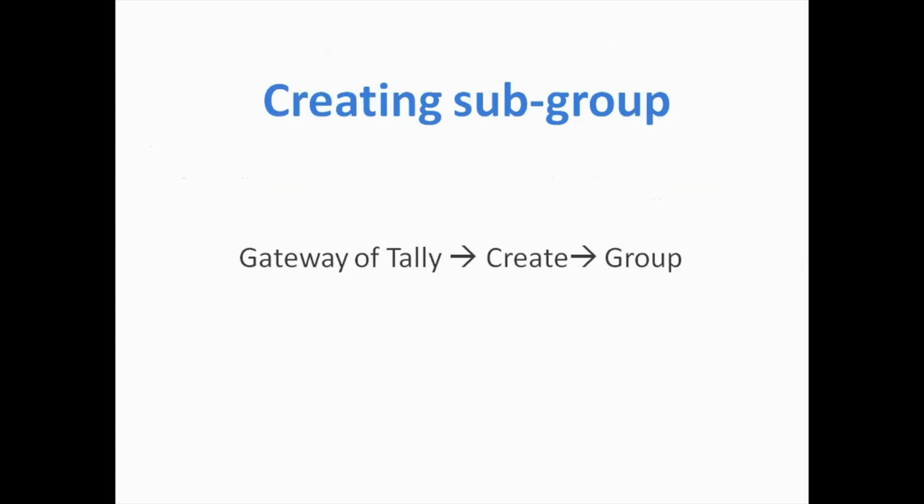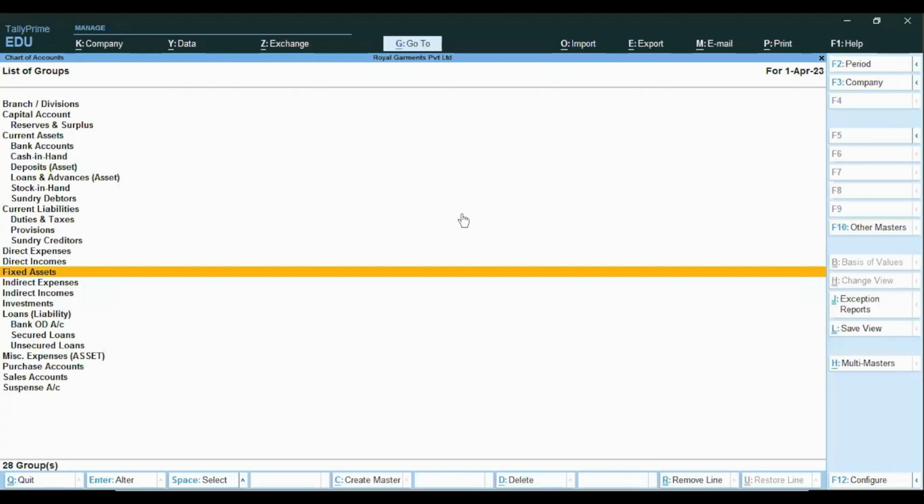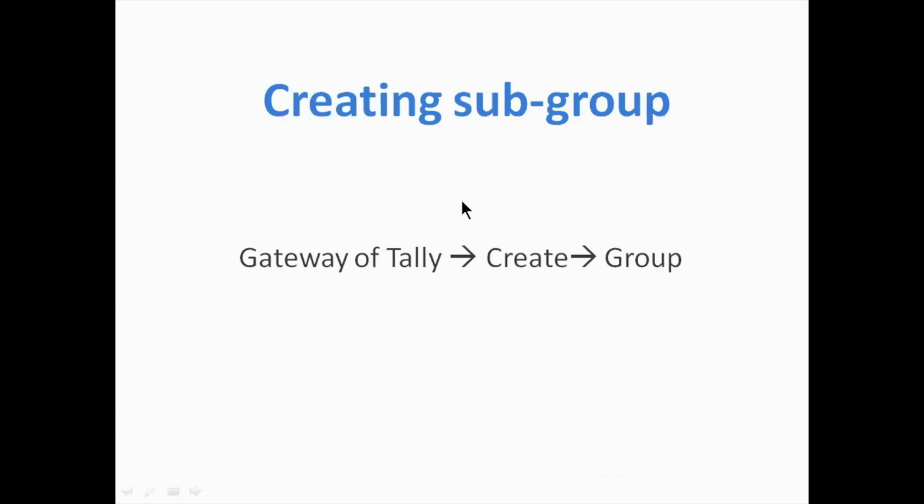Suppose we want to modify the groups. We cannot create the primary group, but we can create subgroups. We can modify the chart of accounts as per the requirement of our business. See, in this list of groups and subgroups, we don't have the outstanding expense group. So we will create one group in this. So how to create the subgroup?